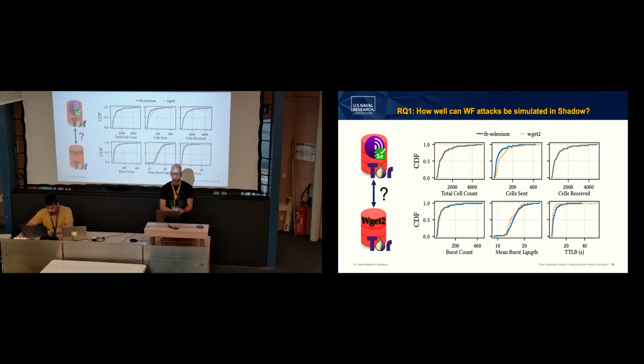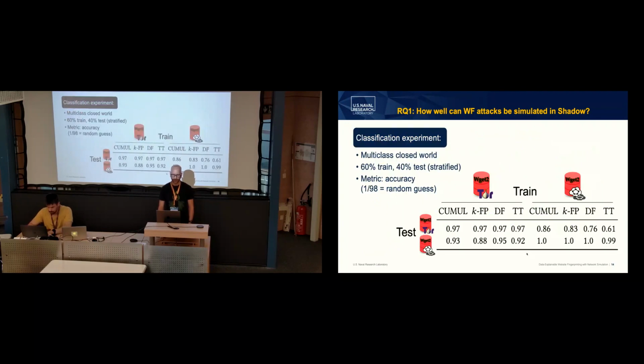And we also verified that the resources requested by wget2 were exactly the same as the ones being requested by Tor browser. So this gave us enough confidence to proceed with the research. Then we set up a classification experiment.